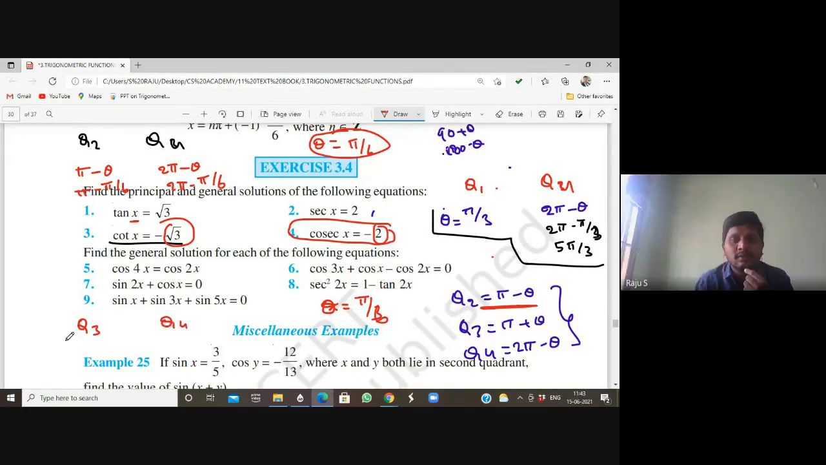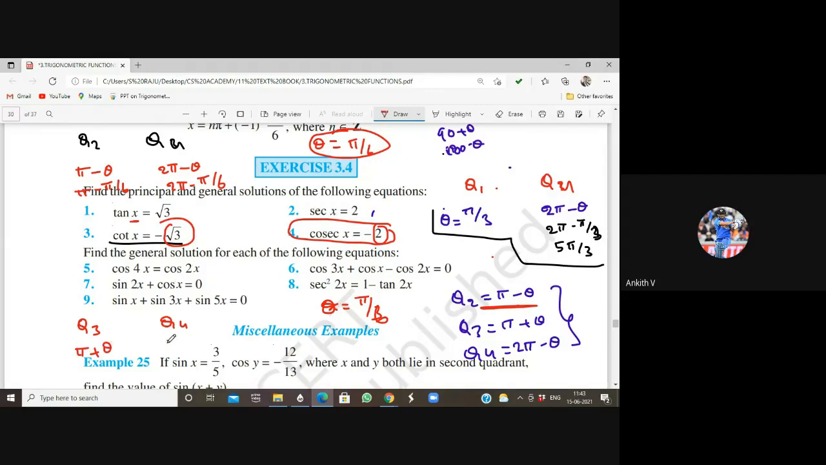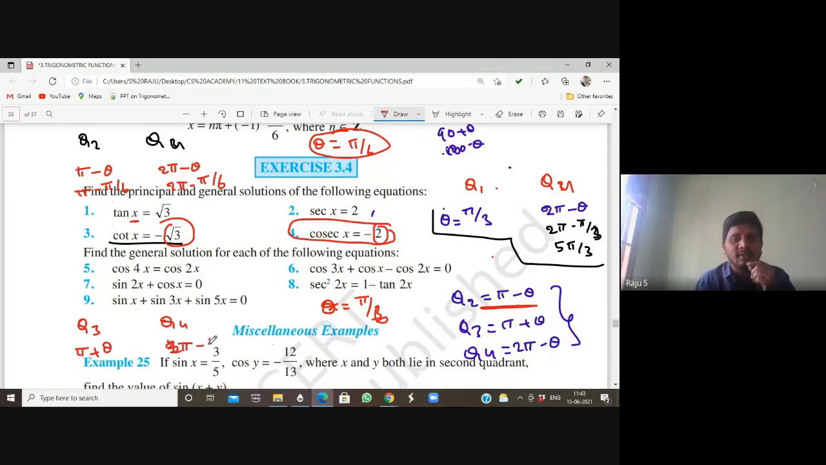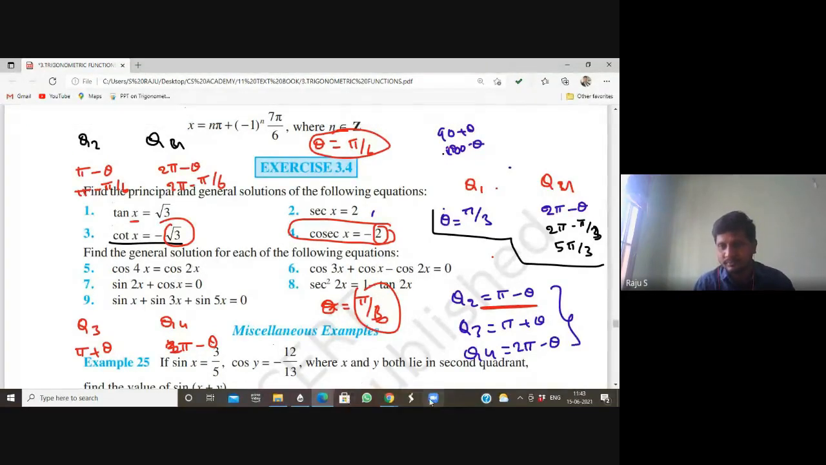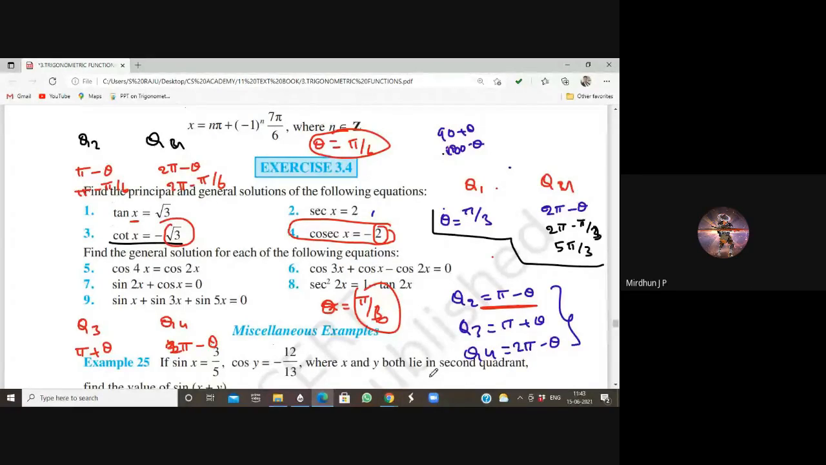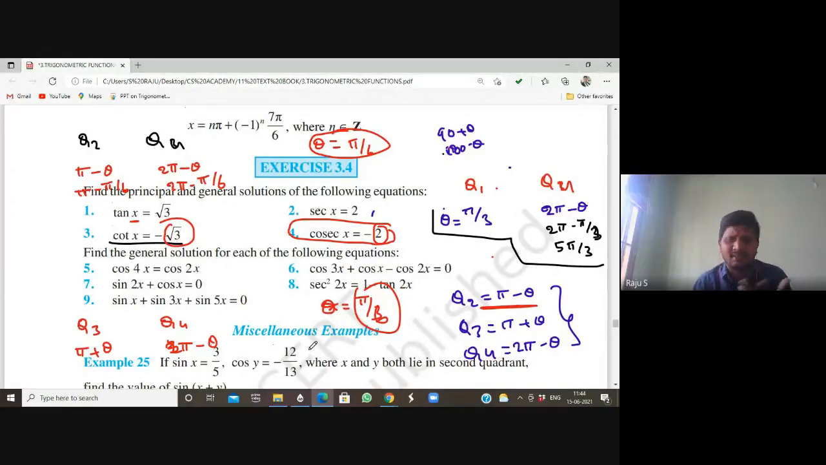In the third quadrant, 180 plus theta, and in the fourth, 360 minus theta. That is 2 pi minus theta. Got it? Yes. Theta we already found in the first quadrant, pi by 6. So pi plus pi by 6, 2 pi minus pi by 6. So 7 pi by 6 and 11 pi by 6. Anyhow, when you simplify you will get the answer directly. So these are the principal solutions.